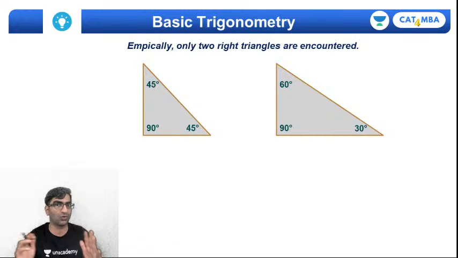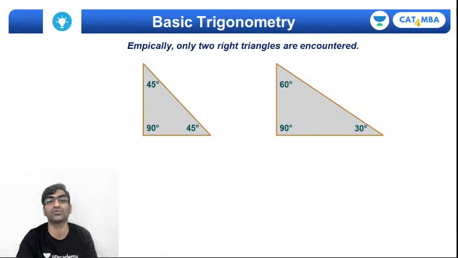Okay, that sort of narrows things down for me. I know that it could only be one of these two triangles. Now, what do we learn about these two triangles that will avoid trigonometry and knowing the trigonometric ratios? Well, you need to still memorize something, but it's quite simple, right?